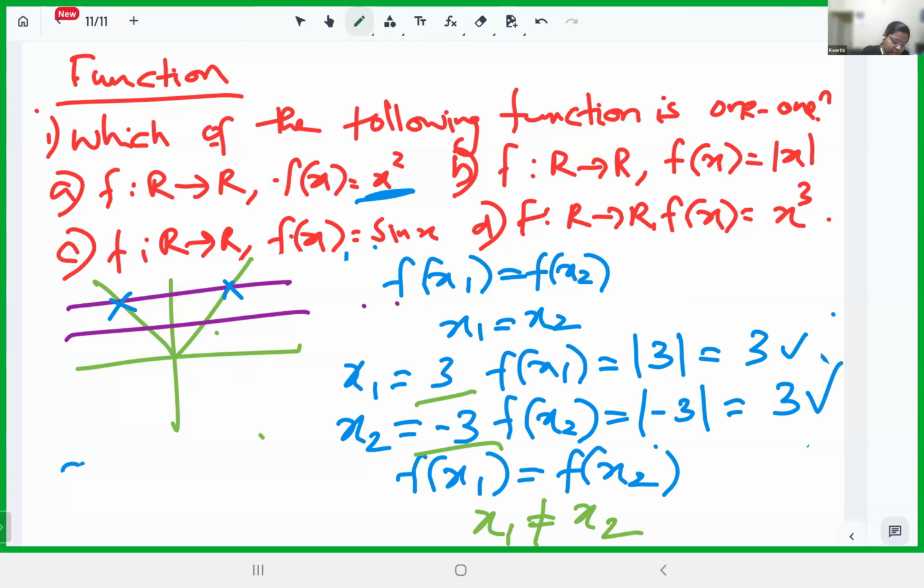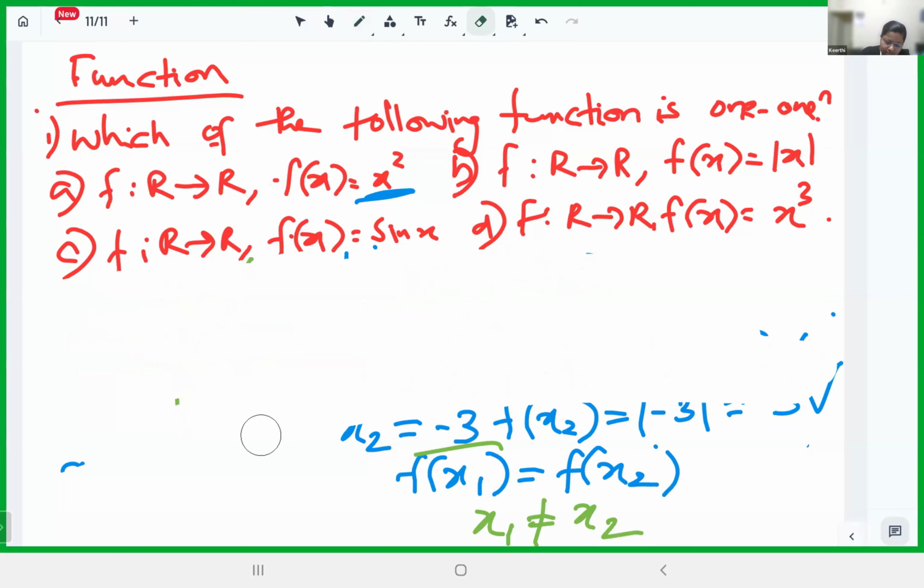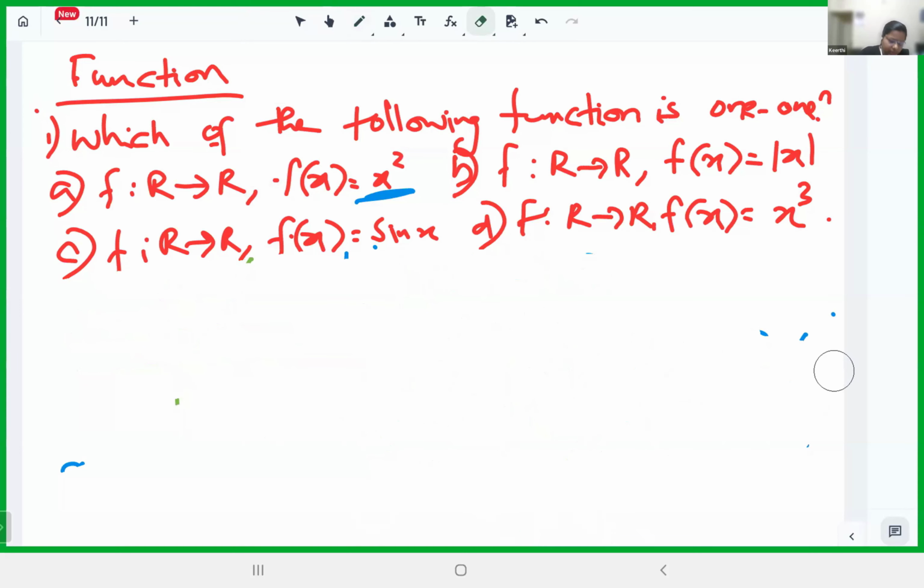All right. Now we are checking the third one, that is sin x function. Sin x, we definitely know that it is not 1, 1. Why is it not 1, 1? Sin x is a periodic function, right? What do you mean by a periodic function? Periodic function is nothing but a function that repeats after particular intervals, right? After particular intervals, the function gets repeated. Function gets repeated means the values get repeated.